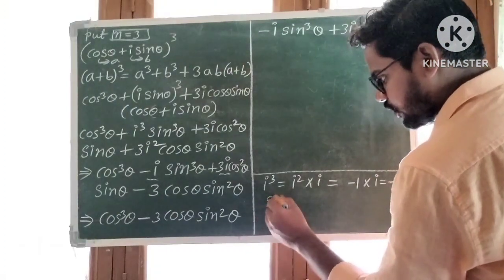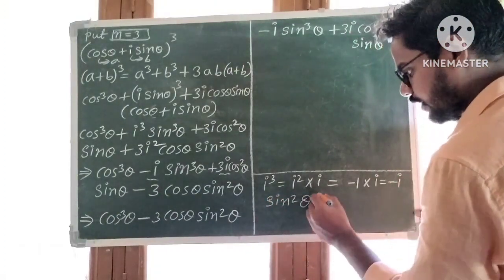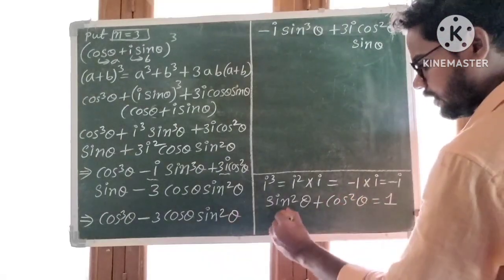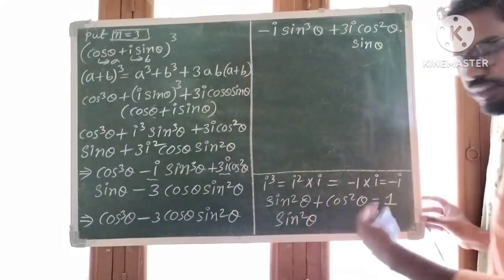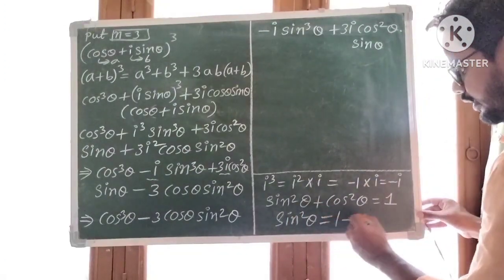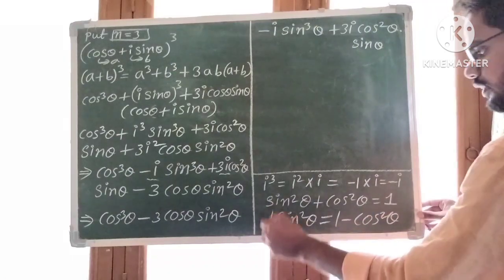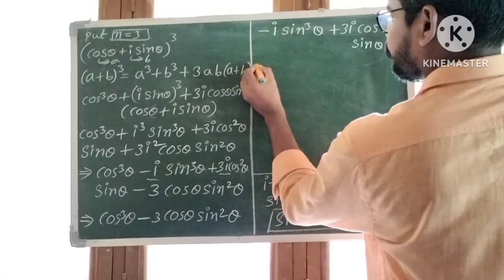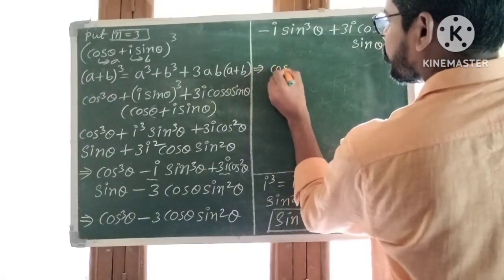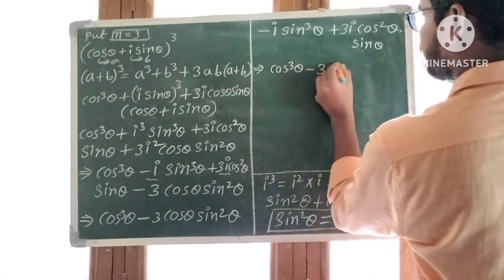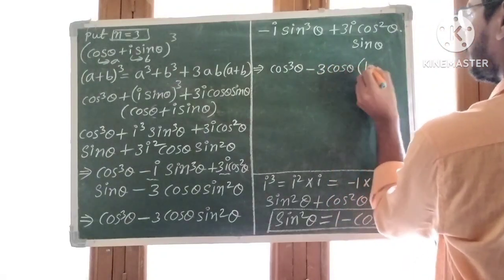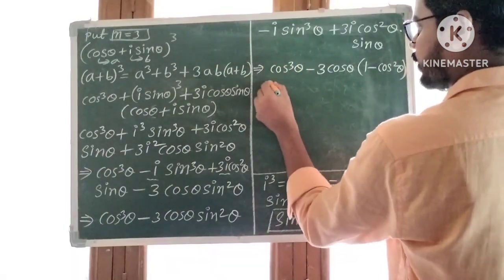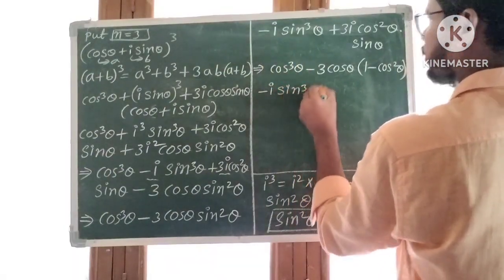So we know the trigonometric identity: sin square theta plus cos square theta is equal to 1. From this formula, sin square theta in terms of cos square theta is 1 minus cos square theta. In place of sin square theta, we can write cos cube theta minus 3 cos theta into (1 minus cos square theta).